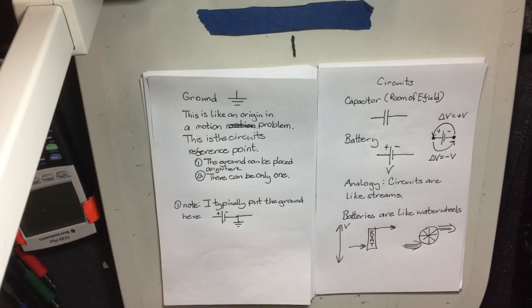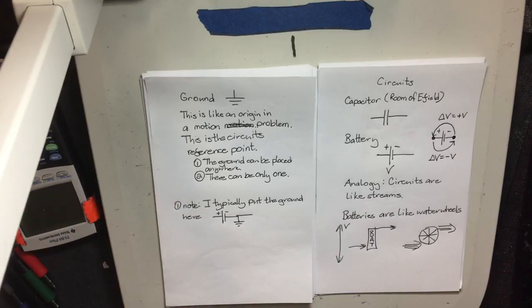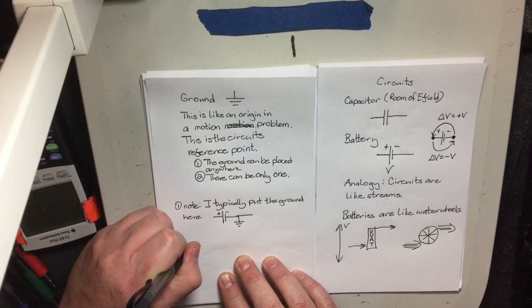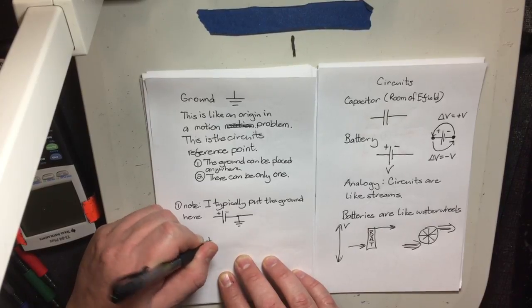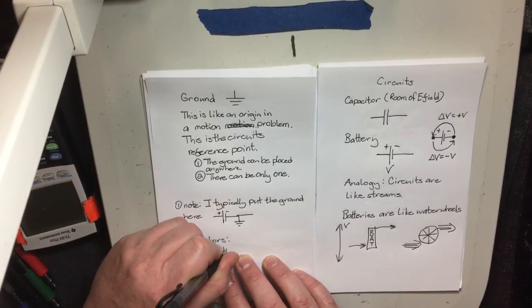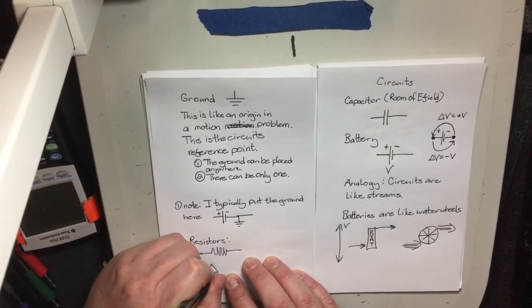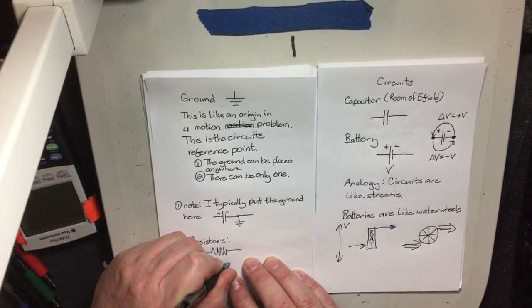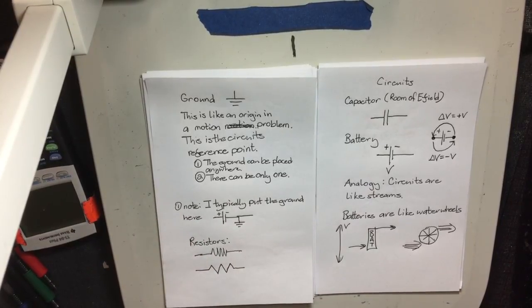So now, we've got ground, we've got batteries, we've got capacitors, which we're going to kind of set aside for the moment. And there is resistors. Now, resistors look like this. I mean, if you really find the neat ones, they look more like the pattern in Charlie Brown's shirt.